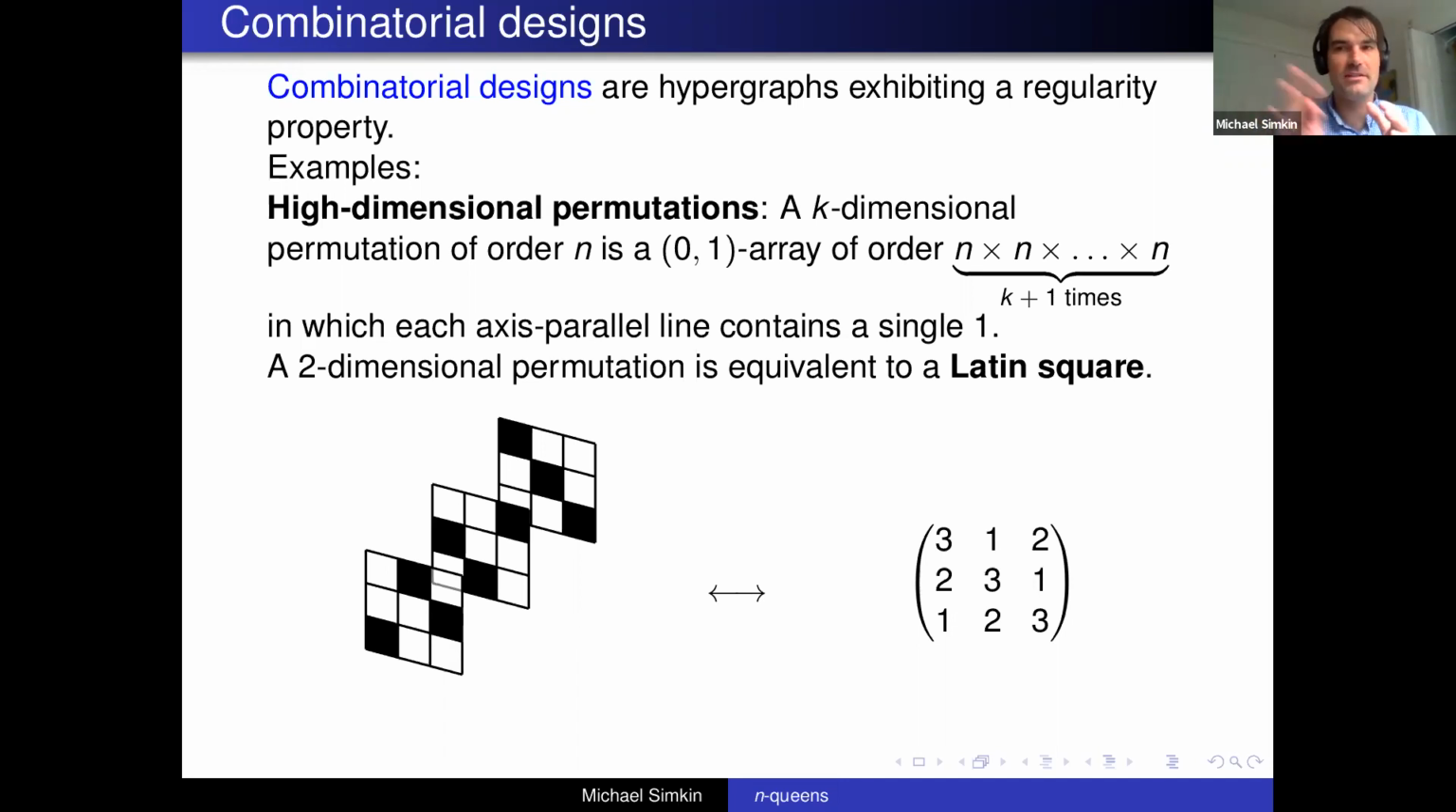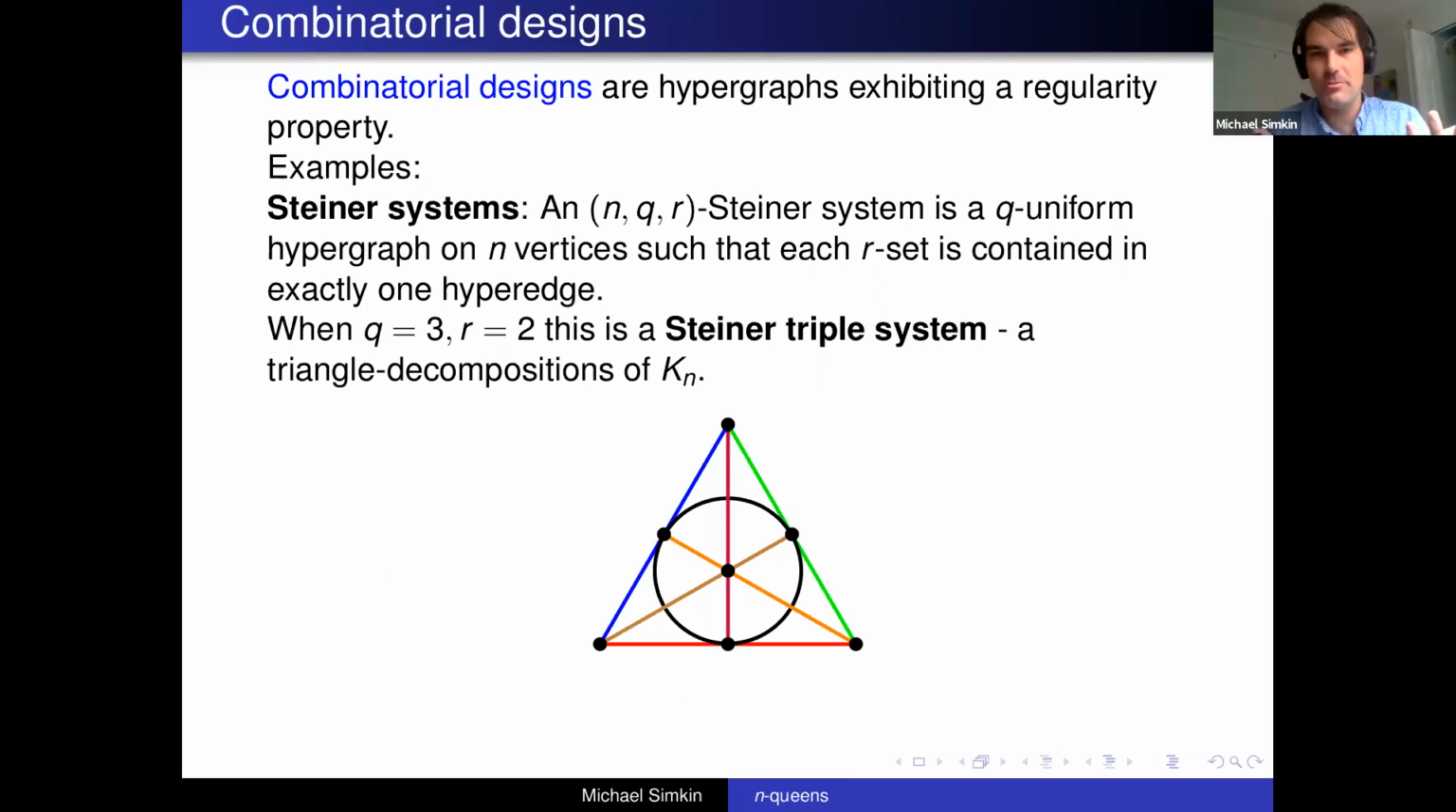Every line contains exactly one black thing. A Steiner triple system, which is an example of what are called more generally Steiner systems. Here I have 7 vertices, and I've divided them into triples of vertices with the property that every pair of vertices is contained in exactly one triple. So this is, again, some kind of regular hypergraph.